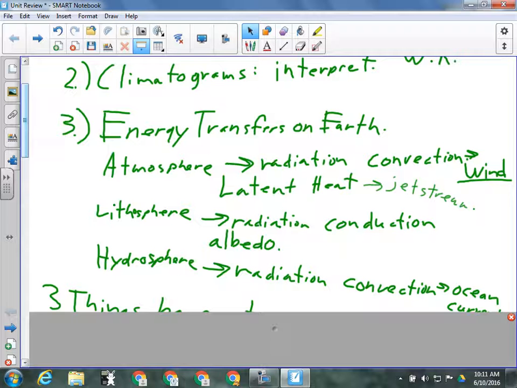Okay, and of course the hydrosphere is where the whole process of latent heat begins. Without the hydrosphere, there'd be no water to evaporate.